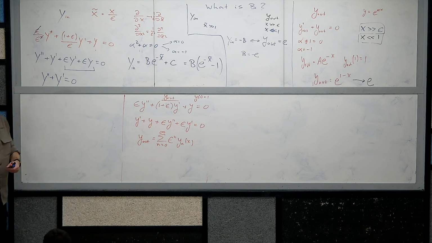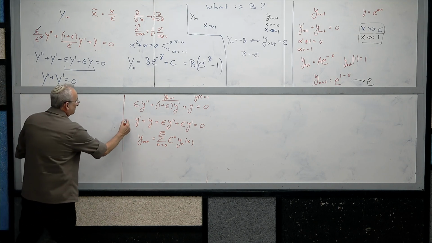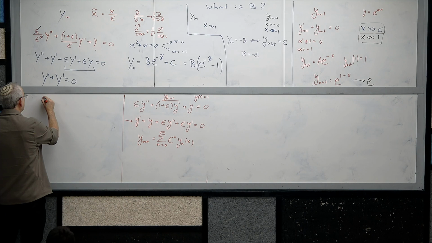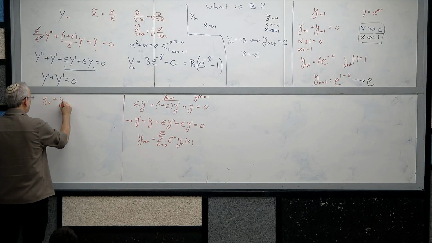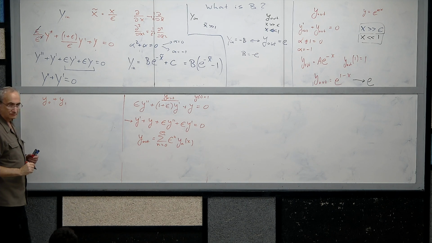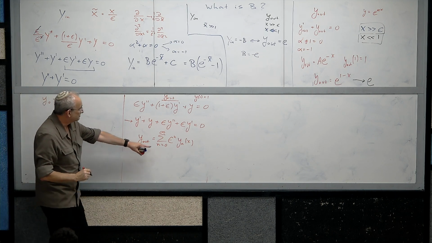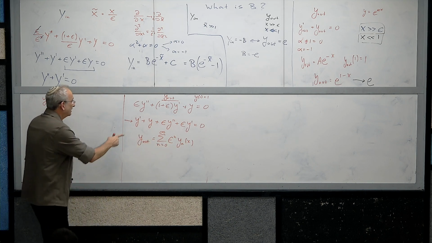Let me write it. So I'm taking this equation and I will write it to first order. So I have y0 plus epsilon y1. These are the first two terms here, right? And I plug it here.